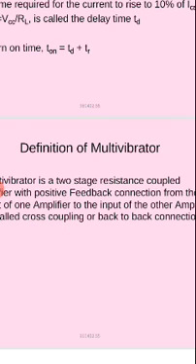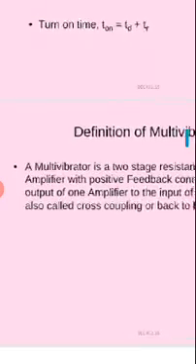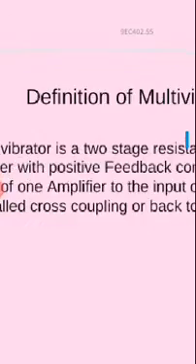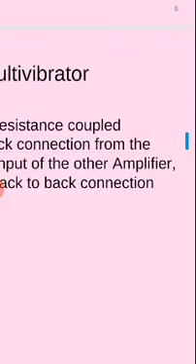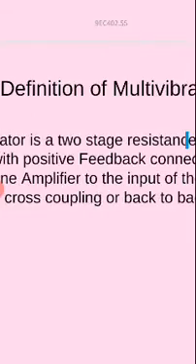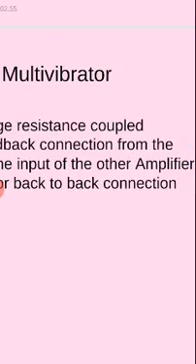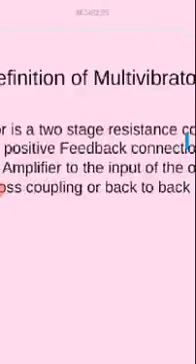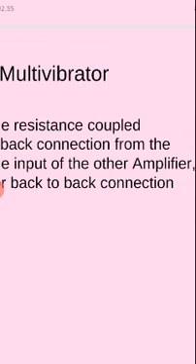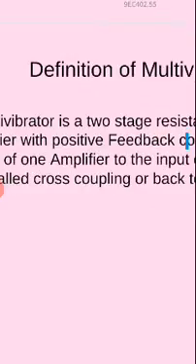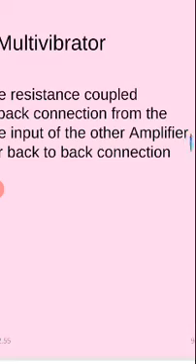Definition of multivibrator. A multivibrator is a two-stage resistance coupled amplifier with positive feedback connection from the output of one amplifier to the input of the other amplifier, also called cross coupling or back to back connection.